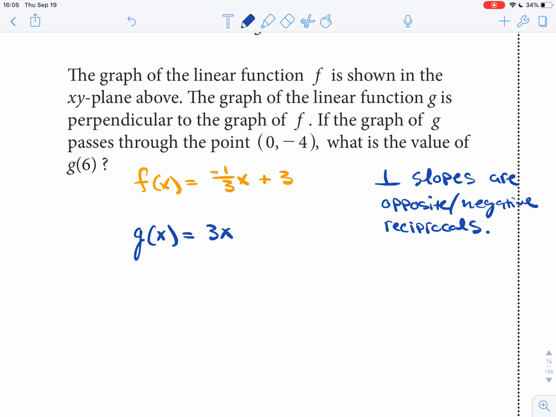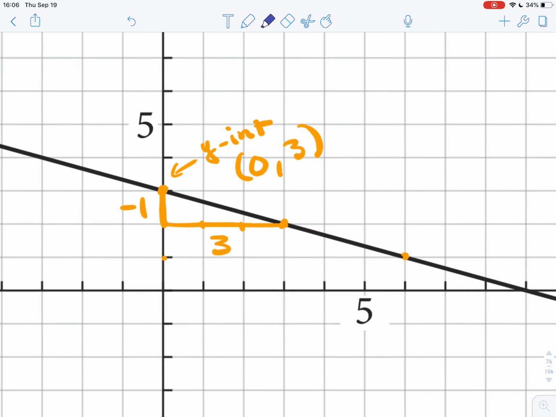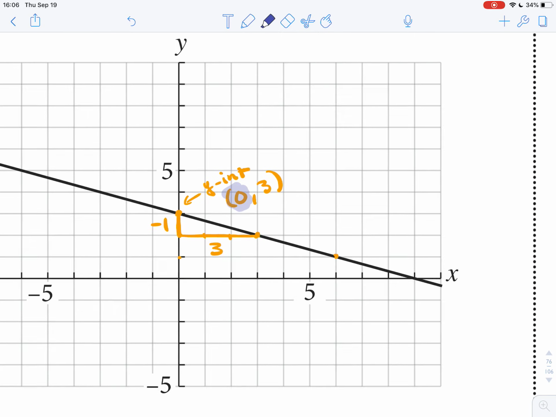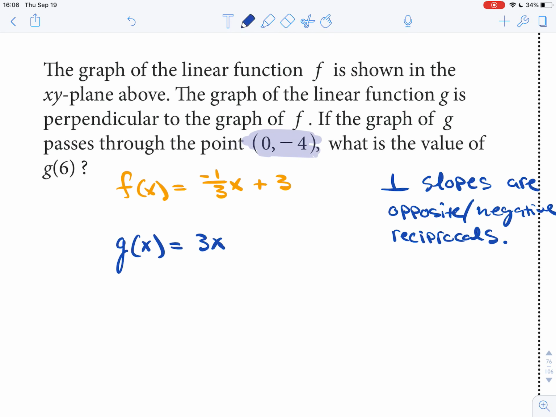Now, if you're keeping a keen eye here, you should notice that when they tell us that the graph of g passes through the point (0, -4), well, guess what that (0, -4) is? That (0, -4) is the y-intercept, because the y-intercept is always the coordinate (0, y). So we don't have to do any other math other than we can write out that g(x) is 3x minus 4.